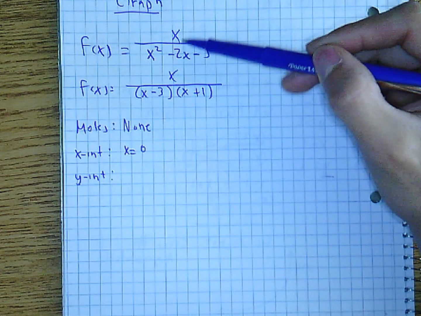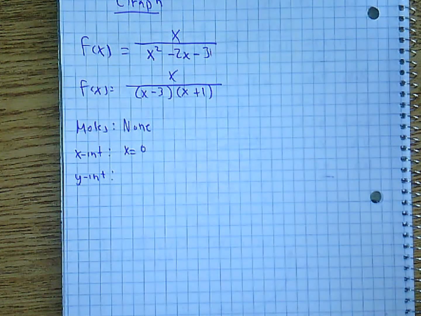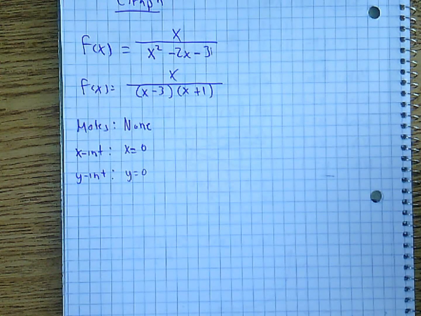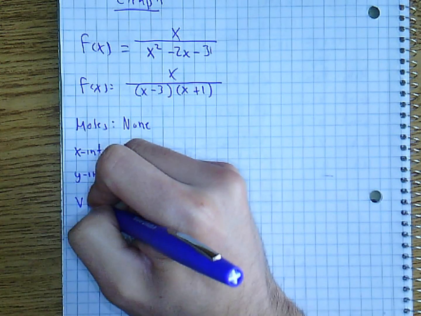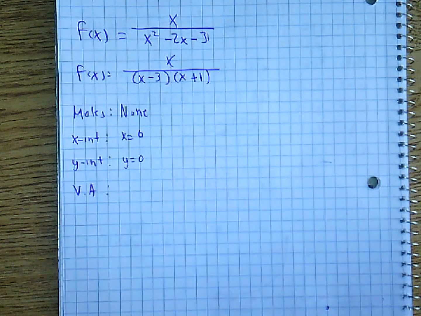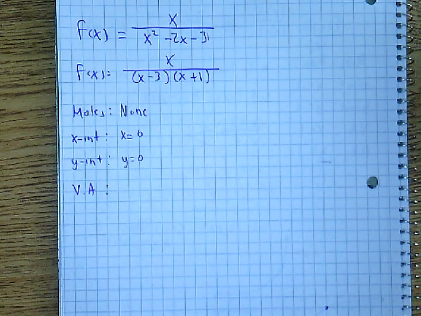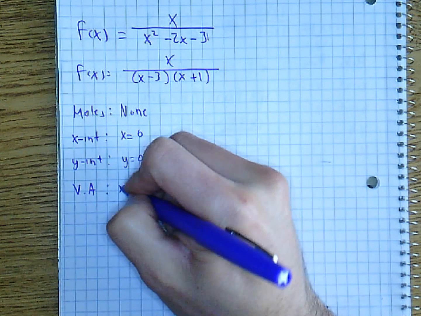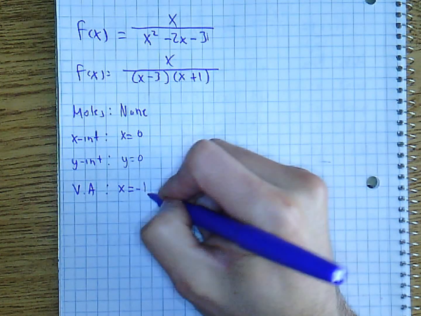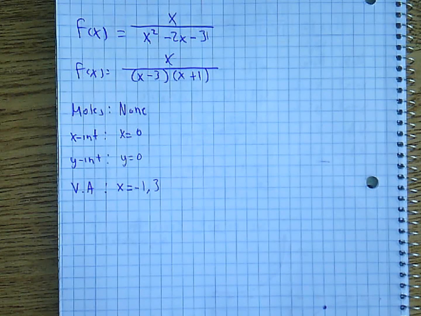Negative 1 and 3, right? We got to set the denominator equal to 0. Okay? Now look at your initial function. Was this a case in which the numerator was bigger, smaller, or the same as the denominator? Smaller. So what does that mean? Good. Horizontal asymptote at y equals 0. Okay? What else do we need to find?